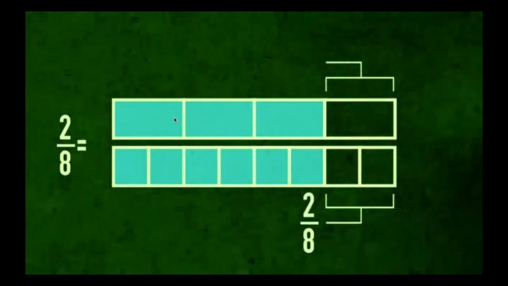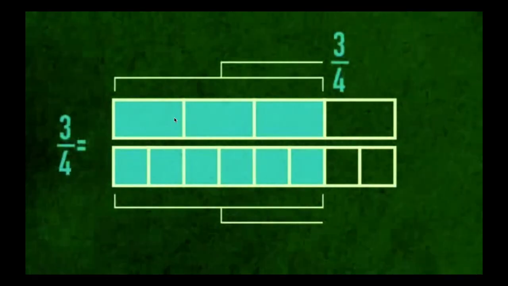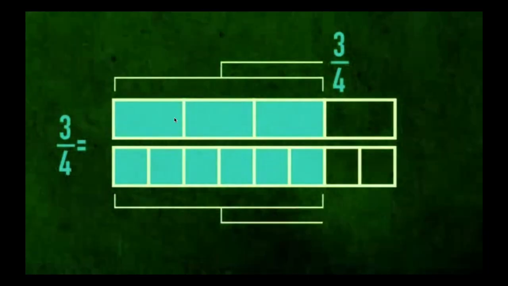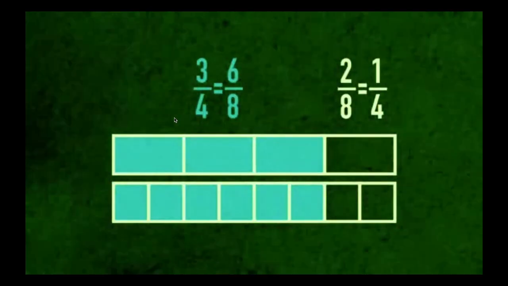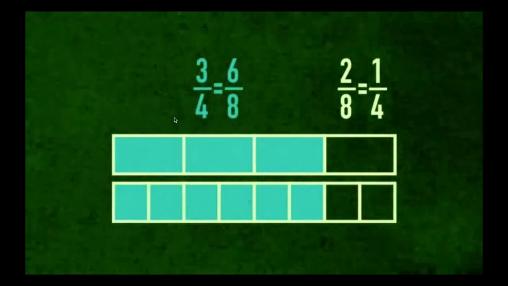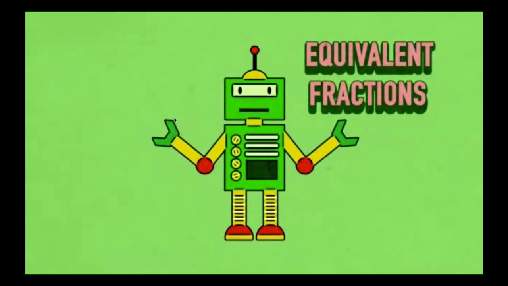Now, here are the 2 models compared to each other. What do you notice? MathBot informs us of 2 things. It takes 2/8 to equal 1/4, and 3 of the fourths is the same as 6 of the eighths. And because they are equal to each other, what kind of fractions are they? Equivalent fractions. Precisely.